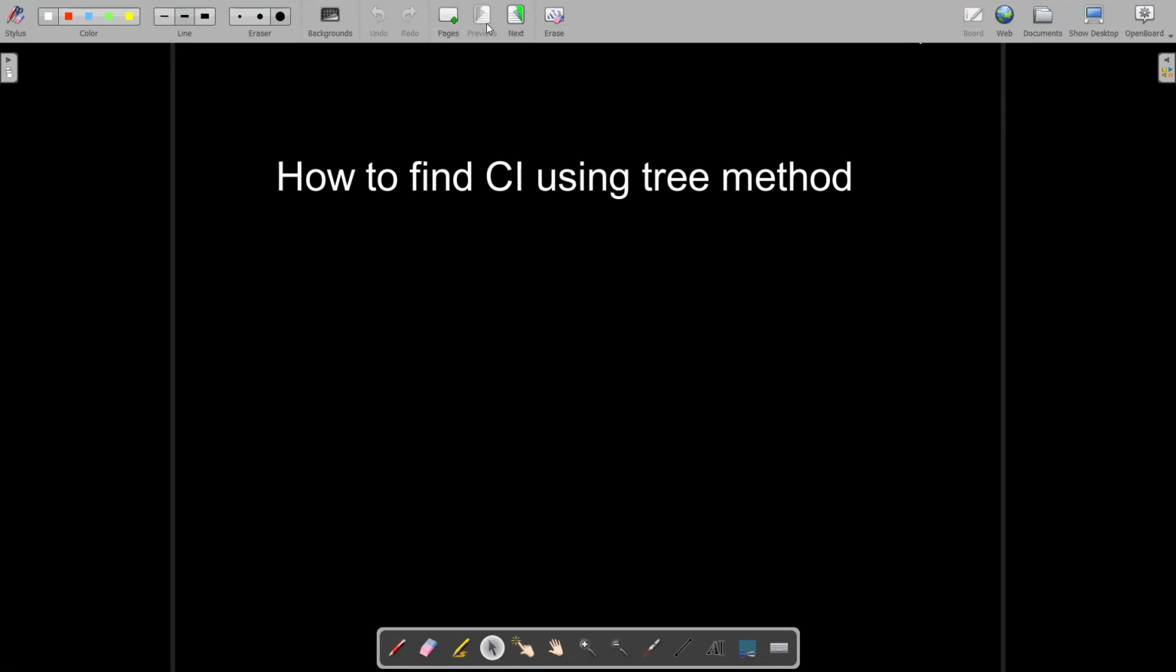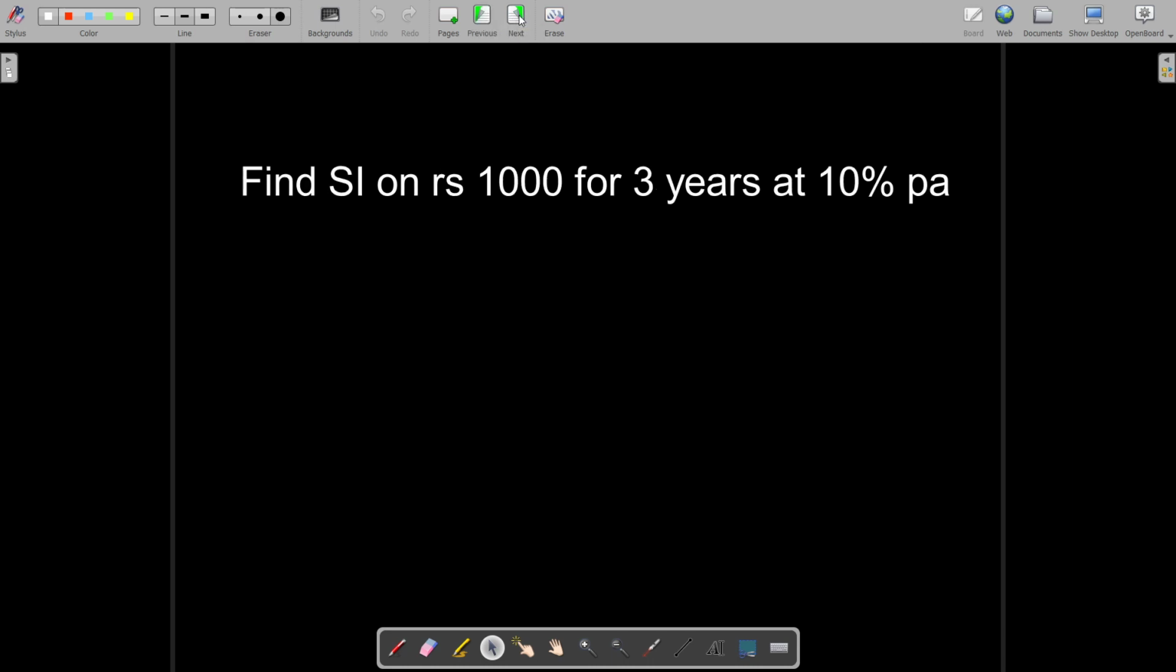Guys, in this video we are going to learn the basics of compound interest: how to find compound interest using the tree method. Before learning about compound interest, we have to be thorough with simple interest. Here's a question to check your basics of simple interest.